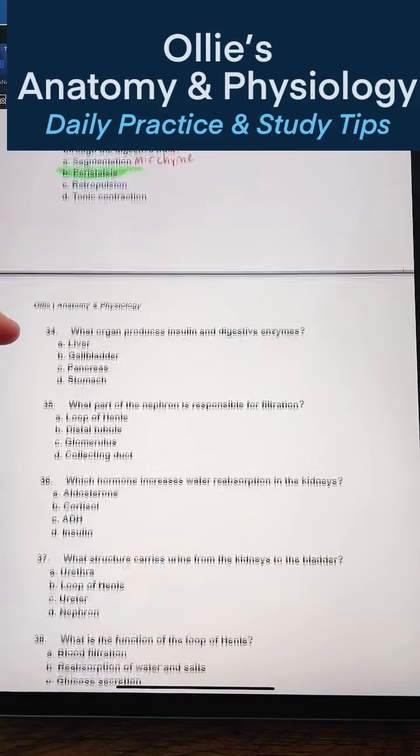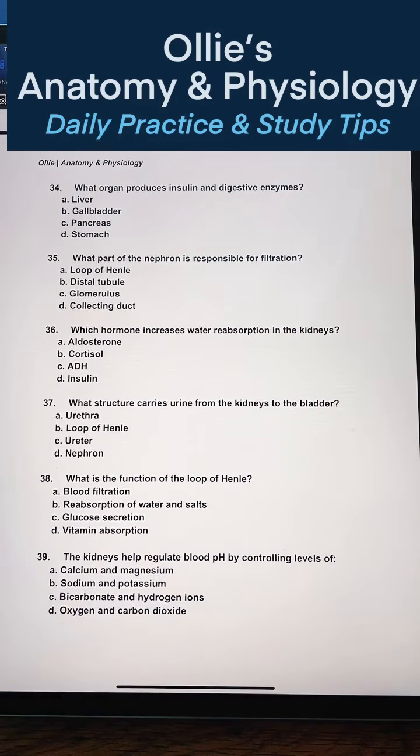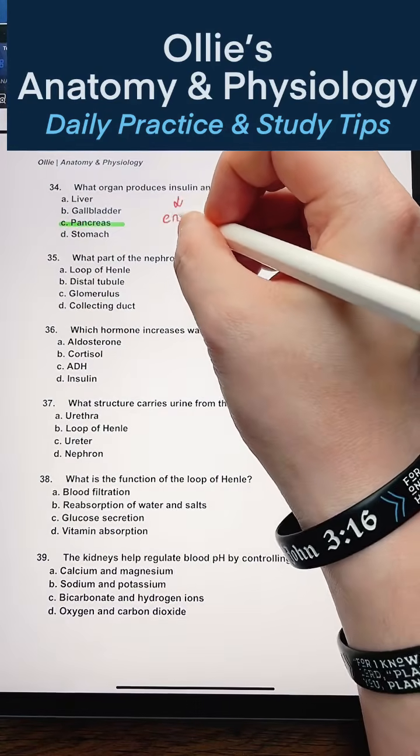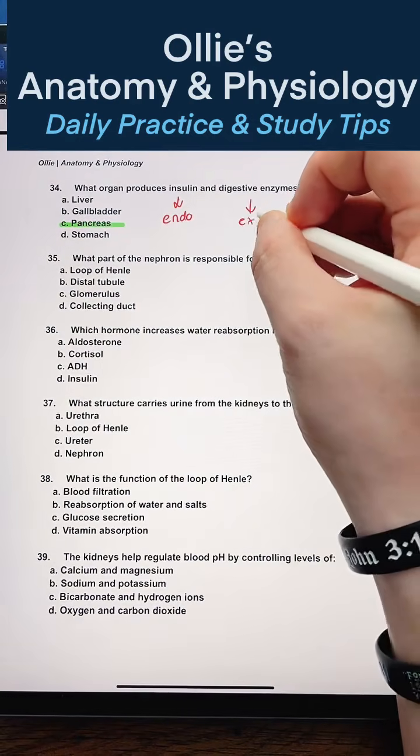Number 34, I'm moving on to the next page now. The answer is C. It is the pancreas. The pancreas has both exocrine and endocrine functions. This is our endocrine function. This is our exocrine function.